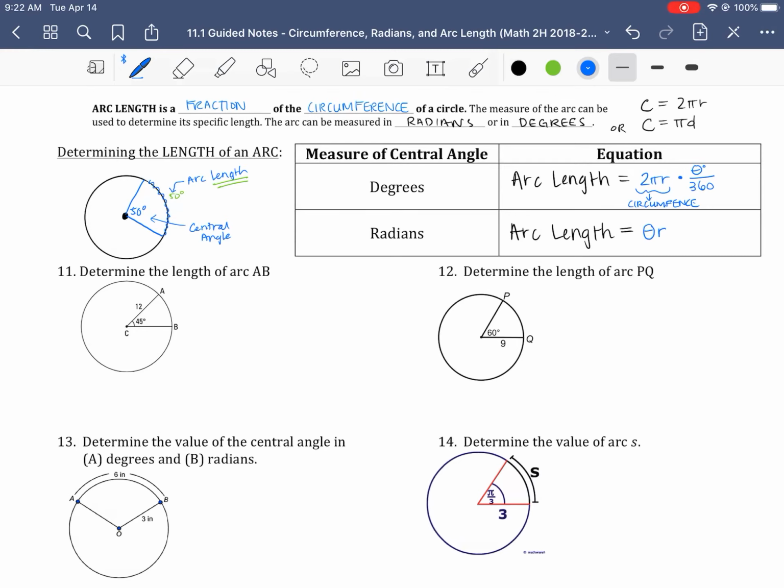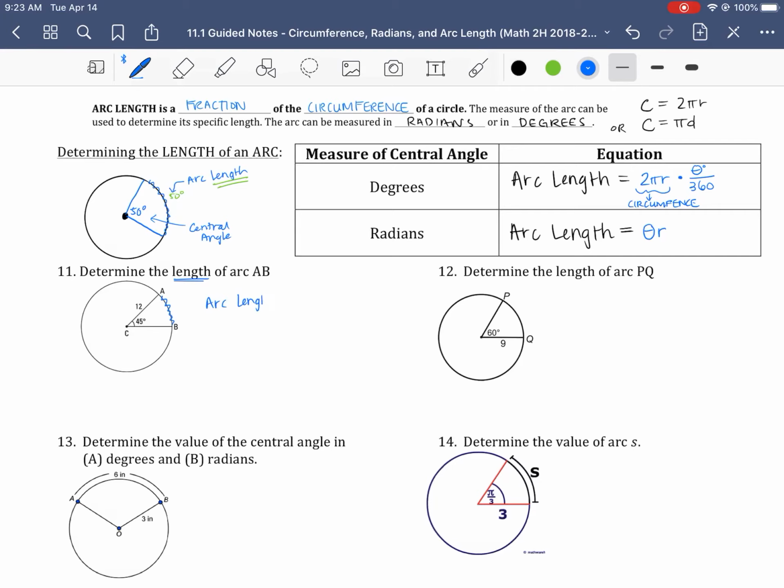Determine the length of A to B. So we have arc A to B there. We're looking at this one right here. Now again, it's asking for length. If it was asking for measure, we would know that the measure is 45 degrees, because that's the central angle there. But length, we just want to find a piece of the circumference, okay?